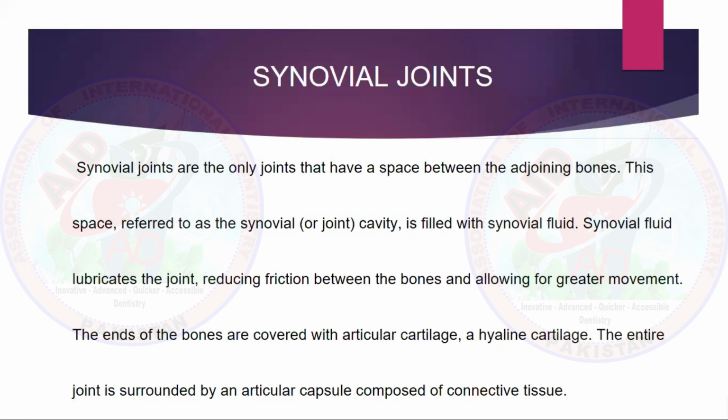The ends of the bones, here is a very important thing to understand. The ends of the bones are covered with articular cartilage. There is a definite articular cartilage on the surfaces of the bone, and that cartilage is always hyaline cartilage. The entire joint is surrounded by a capsule, which is called the articular capsule. This capsule is very tight and sealed. It does not allow the leakage of any synovial fluid from the joint. So, ladies and gentlemen, the synovial joint is one of the wonderful joint orientations where there are two bones, there is a synovial cavity, there is fluid, and there is a capsule around it, which holds all the structures.